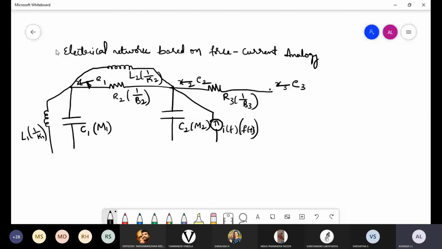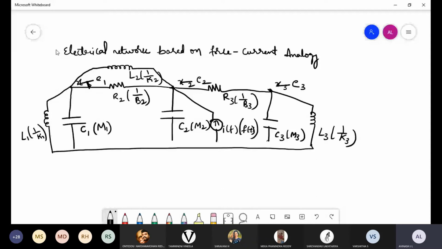In the node E3, I can say that it is C3, in the bracket M3, and here it is L3, that is 1 by K3. Fine, so we can connect all these things. The only thing left out is from E3 to E1. We write that also: we have the resistance R1, which is 1 by B1.